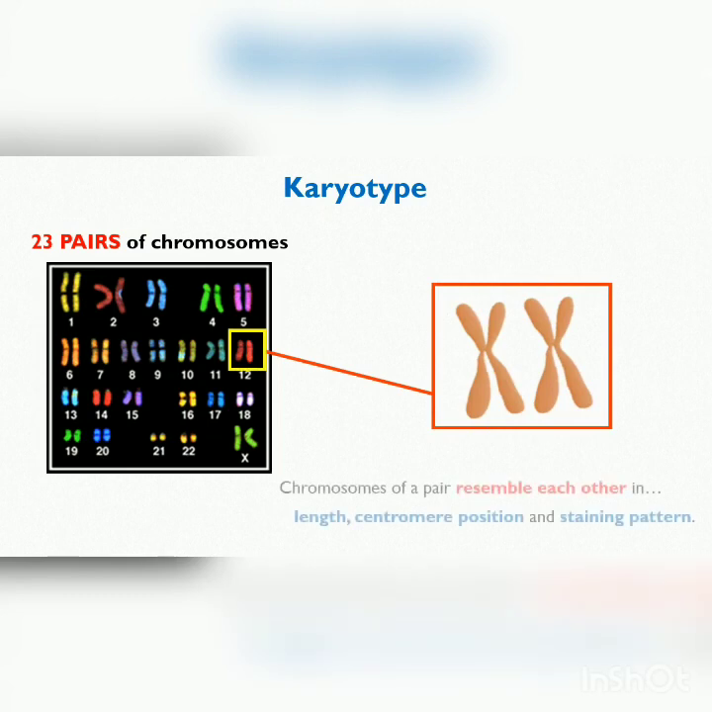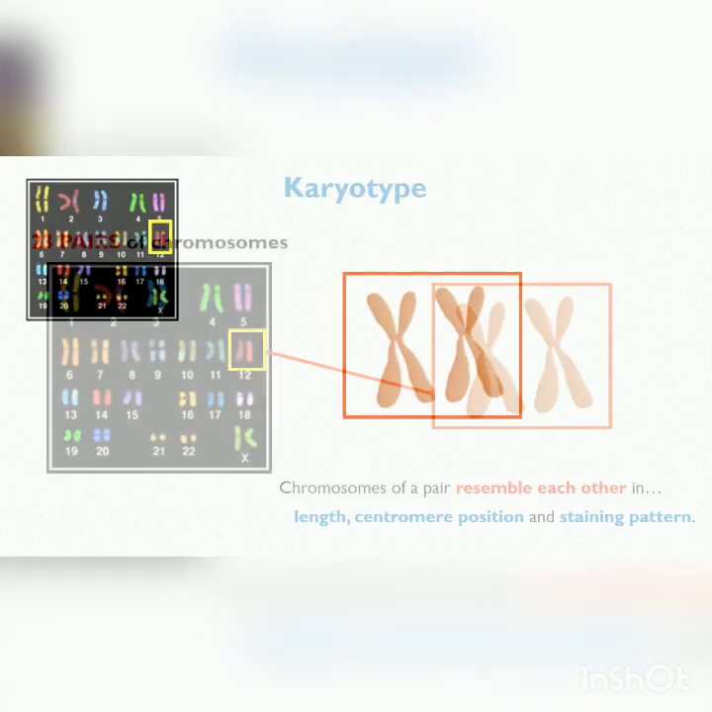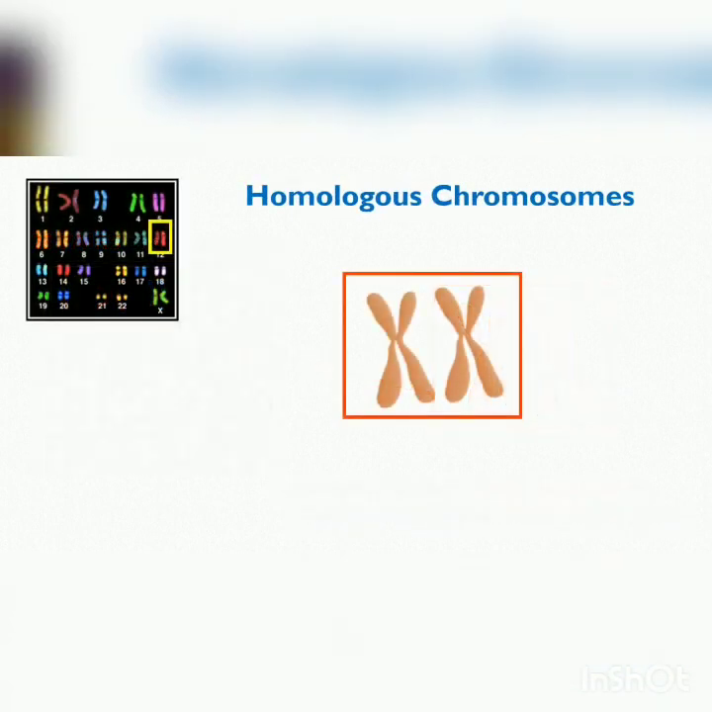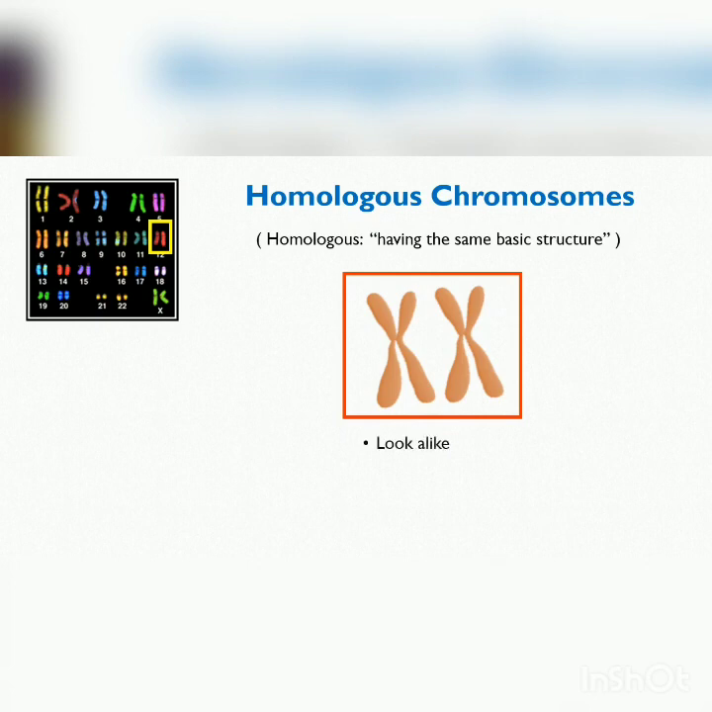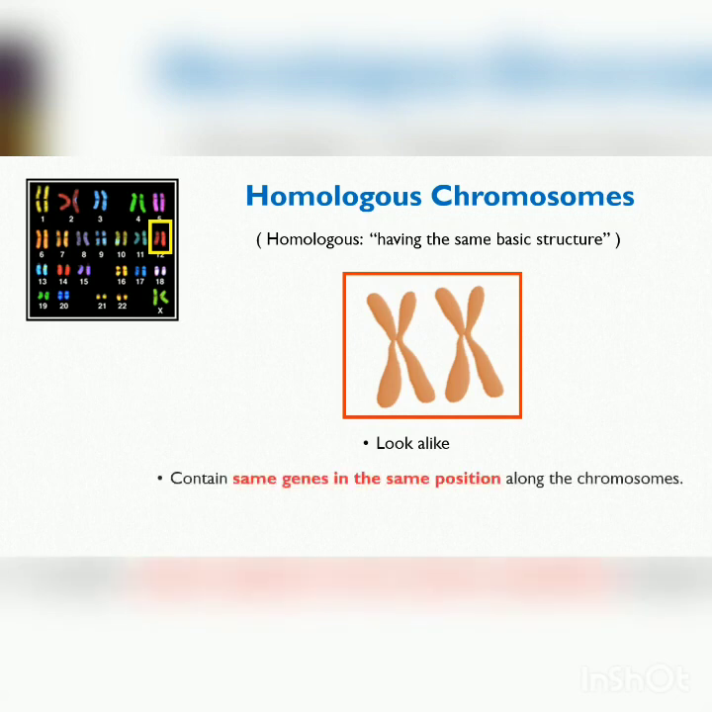So each pair consists of chromosomes that resemble each other with respect to length and centromere position. So these chromosomes which occur in pairs are known as homologous chromosomes. Homology means they have the same basic structure, they look alike, they contain the same genes in the same position along the chromosomes, but they are not identical. Now what do you mean by this? They have the same basic structure but they are not identical.